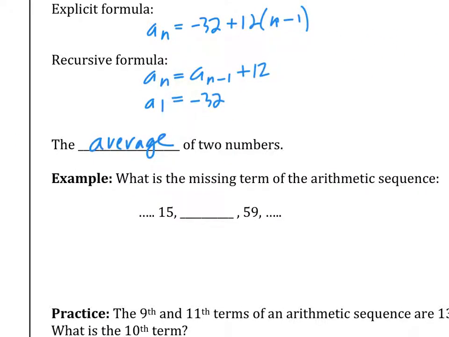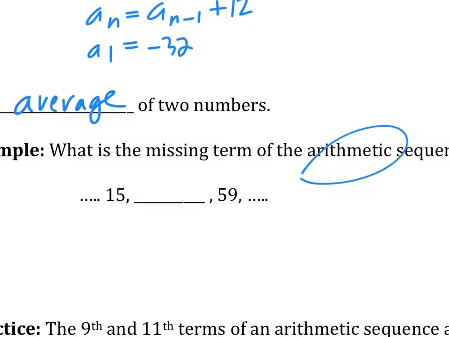What is the missing term of the arithmetic sequence? First of all, they told you that it's an arithmetic sequence. So that is a very, very big clue. What does it mean by arithmetic sequence? How do we get to the next number if it's arithmetic? Add or subtract, okay? So that's the clue. Add or subtract, that will get me to the next number.